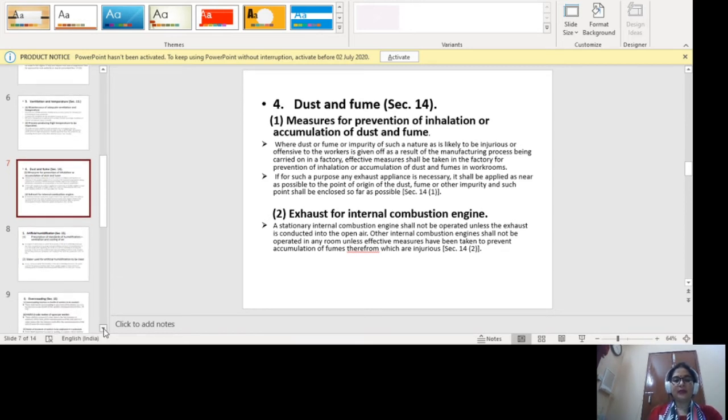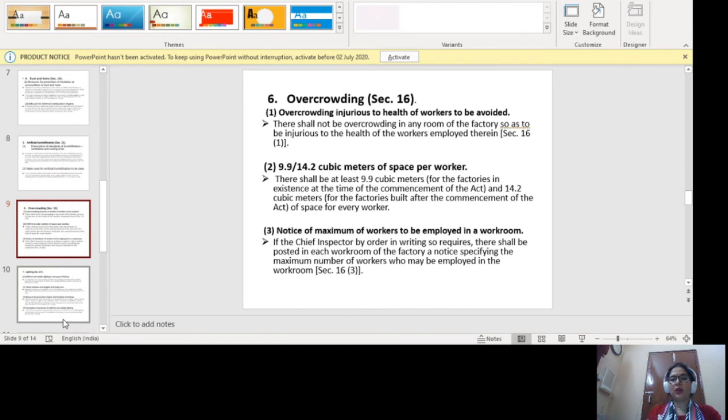Next is overcrowding. Overcrowding injurious to the health of the workers is to be avoided. There shall not be overcrowding in any room of the factory so as to be injurious to the health of the workers, and there shall be at least 9.9 cubic meters of space per worker for factories which were formed before the commencement of the act, and 14.2 cubic meters of space for factories which were formed after the commencement of the Factories Act 1948.